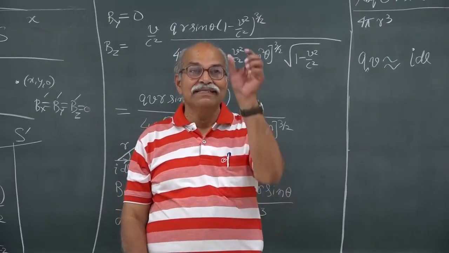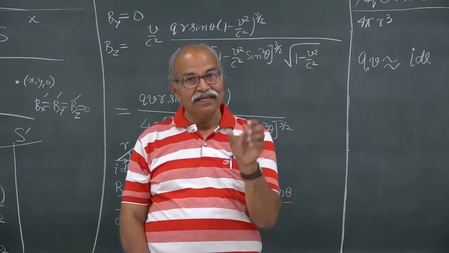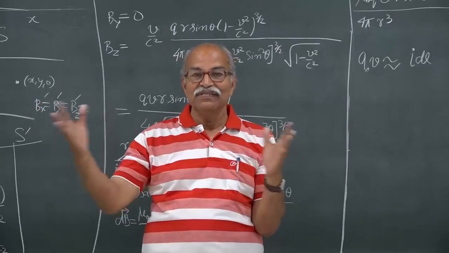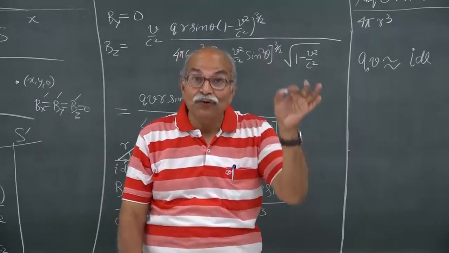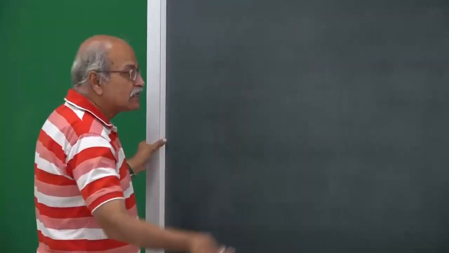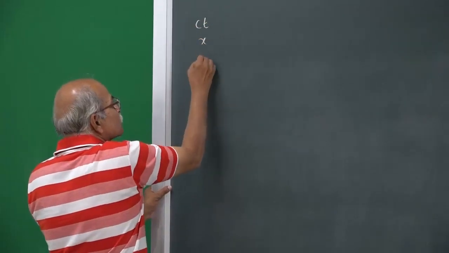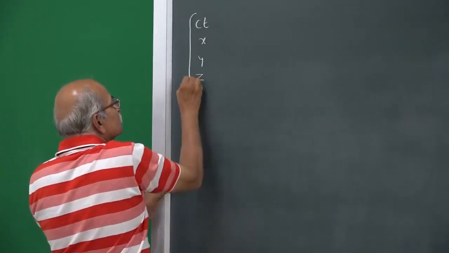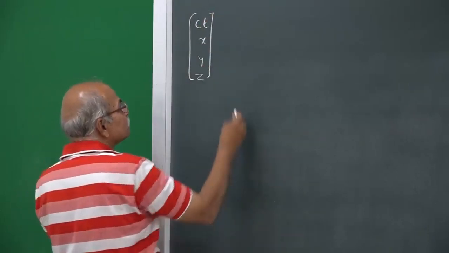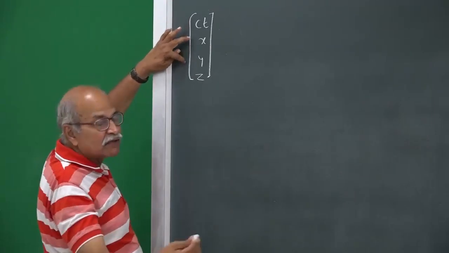We have CT and the space coordinates XYZ, and they transform according to Lorentz transformation, and we say that it makes a four vector. So let me write. It is CT, XYZ. This is your position vector, four position vector. Now this transforms according to the Lorentz transformation.